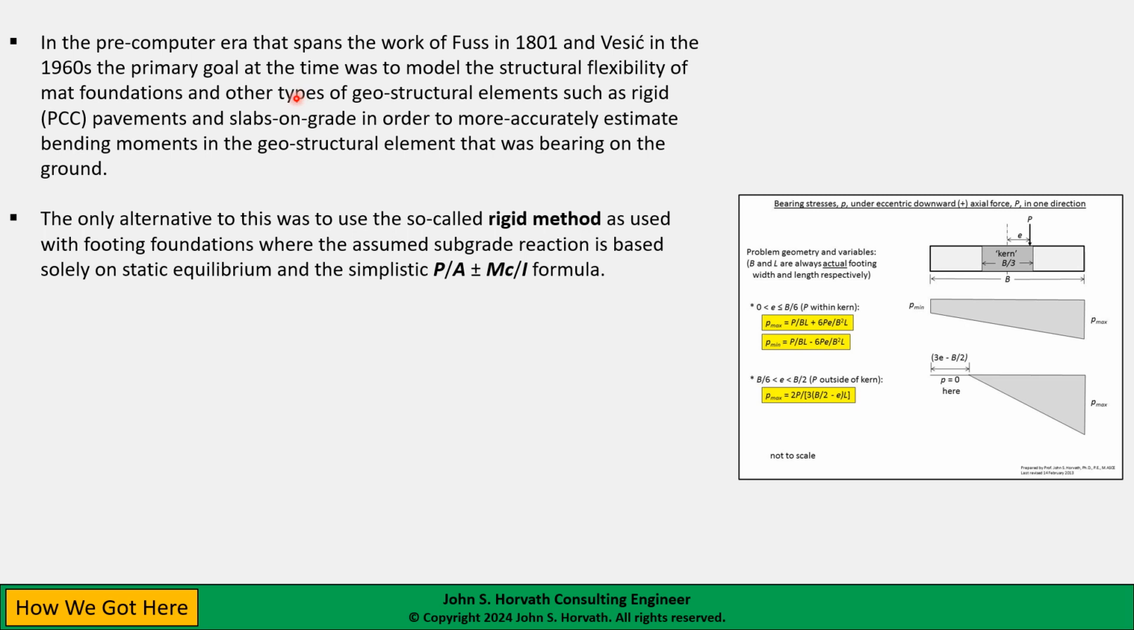The whole idea was that in most cases the rigid method, in a mat foundation, tends to give you bending moments that are way too large. So if you want to get a more accurate estimate of bending moments, considering the flexibility of the foundation element, the only game in town was the beam on elastic foundation solutions with a constant K value. Again, notice that these were really for a structural purpose. It was not supposed to be used for estimating settlements.